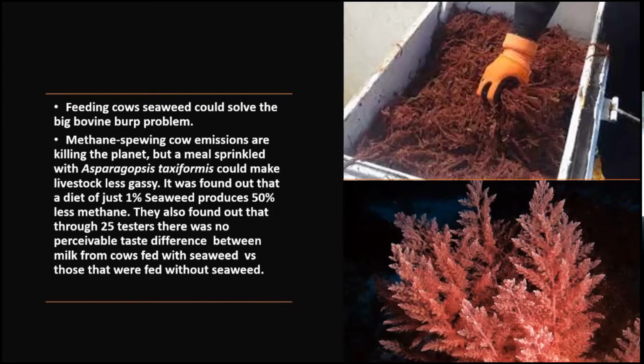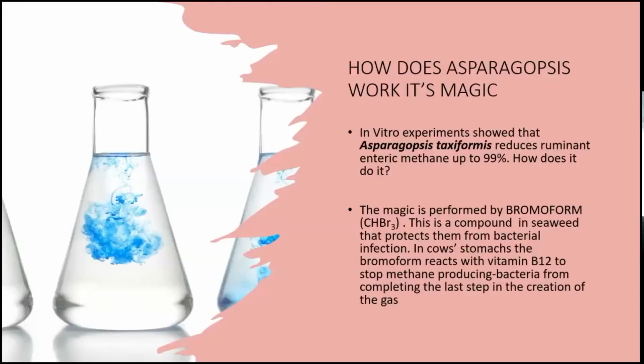All right. Now, how does Asparagopsis work its magic? I'm going to show you that now. And again, by sheer coincidence, it has to do with an analog of methane, called bromoform. And that has the formula CHBr3. So let's see how this does it. In vitro experiments, remember, that's done outside of the animal, showed that Asparagopsis taxiformis reduces ruminant enteric methane, that means coming from the digestive system, by up to 90%.